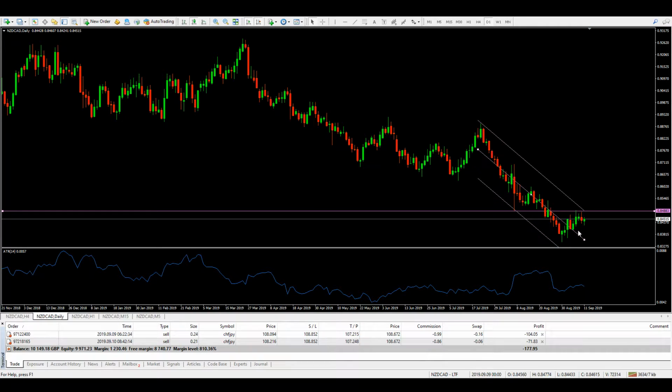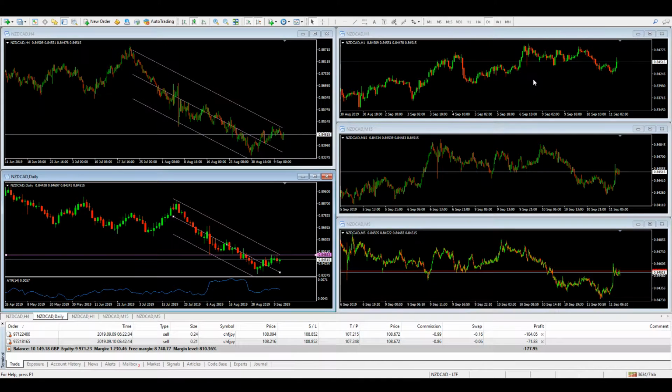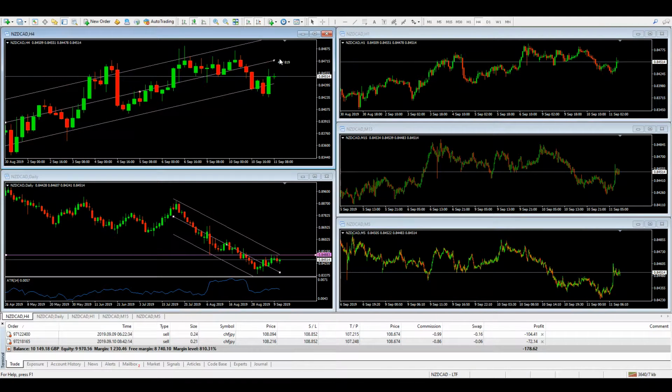So yeah, I'm going to keep an eye on this. I like overall everything that's happening here. Let me just, it's broken its standard deviation here. It's broken through, so we could really start to see it move much lower.